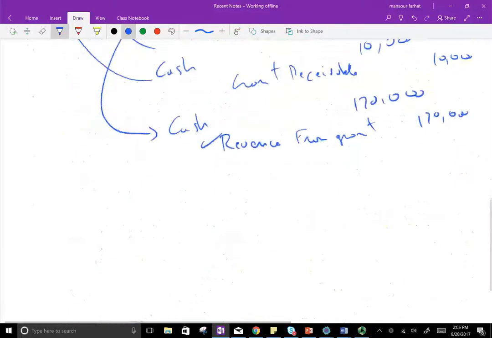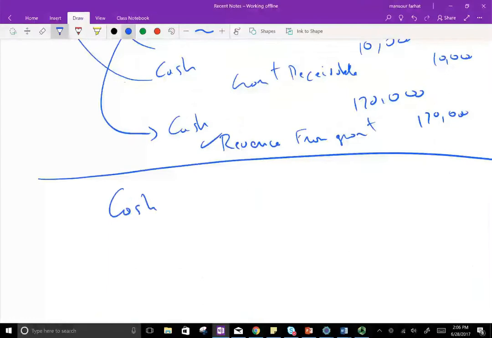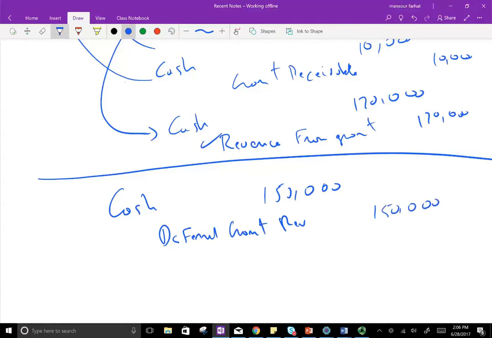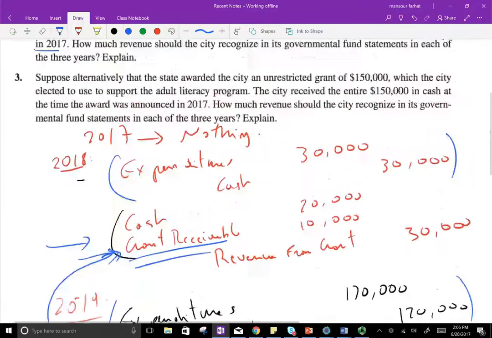Well, in 2017, obviously, we receive the cash. We'll debit cash for 150,000, and we will credit deferred grant revenue for 150,000. This is what would happen. Okay. Now the revenue will take place the same way as we saw, for example, in year 1, we recognized revenue of 30,000, except that we don't need the cash anymore.